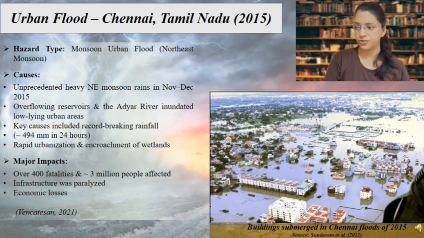Urban flood, Chennai 2015. In November-December 2015, record-breaking northeast monsoon rain caused massive flooding in Chennai. Reservoirs and the rivers in the nearby area overflowed. Low-lying areas were inundated and over 400 lives were lost. Approximately 3 million people were affected by this flooding. Also, infrastructure was damaged. Rapid urbanization and the encroachment of wetlands worsened the situation.